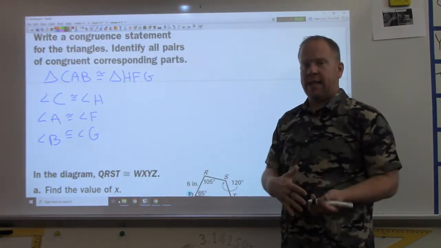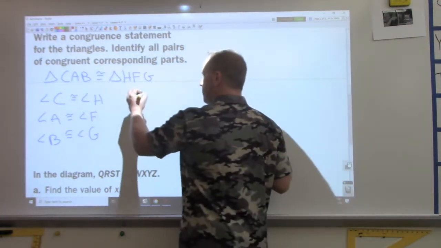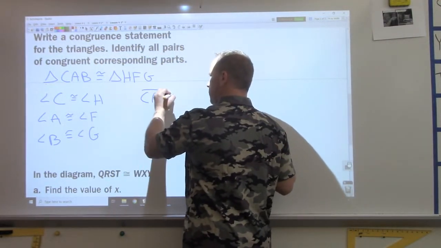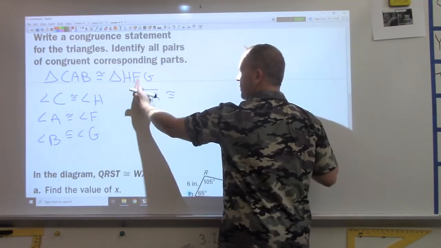Now, we did the angles, let's do the sides. Remember, when you do sides, 2 letters. Side CA, first letter, second letter, is congruent to side HF.